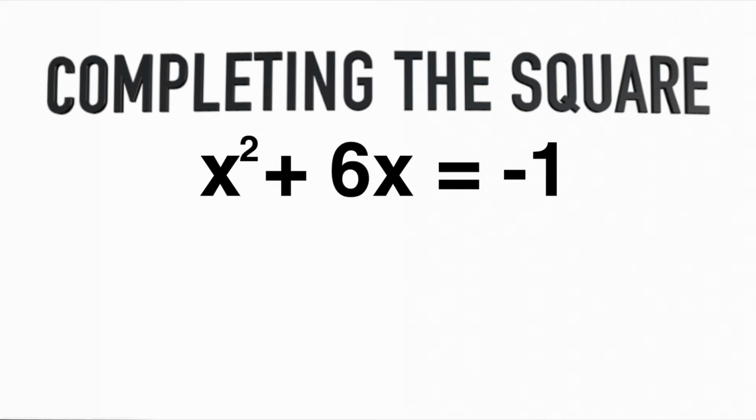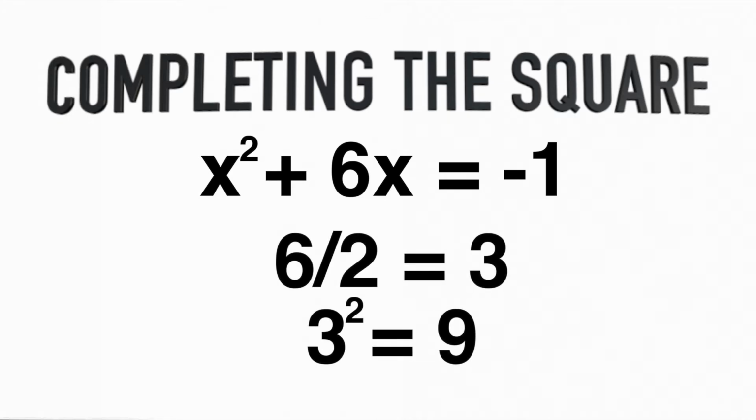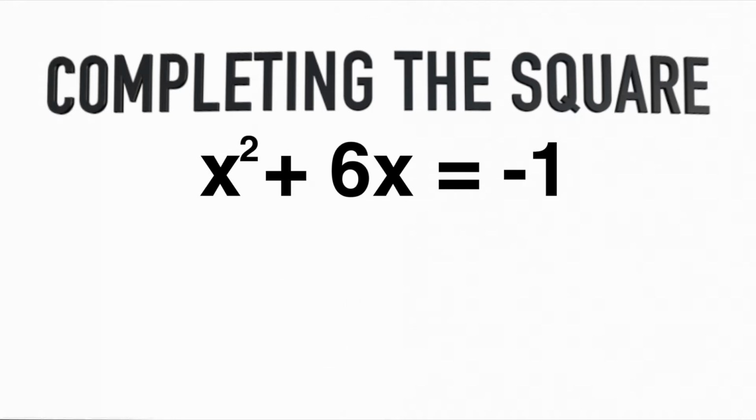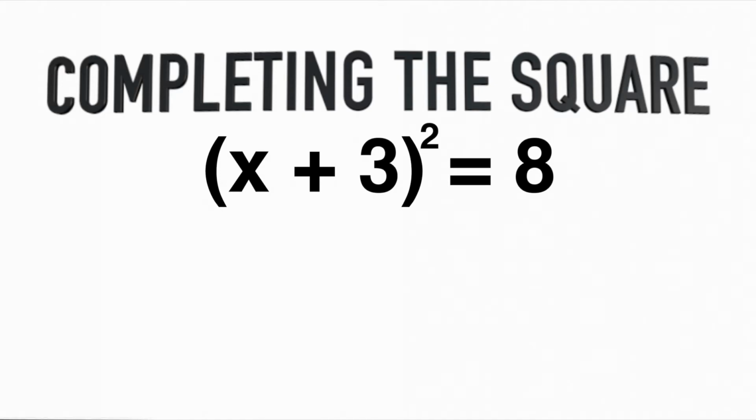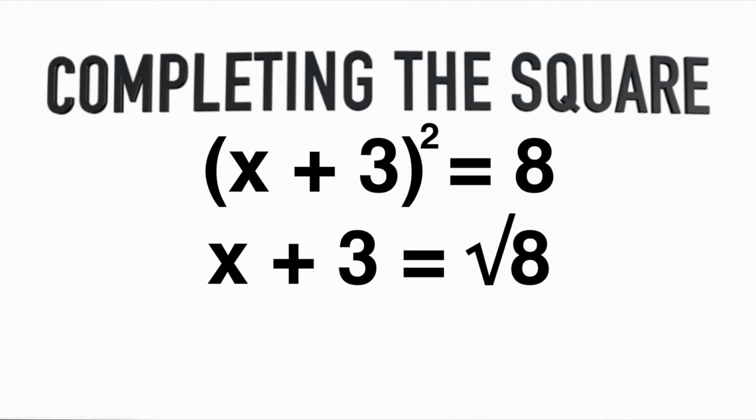So the way that we get 9 is we take that middle number, and we divide it by 2, and then we square it. Then we get x squared plus 6x plus 9 equals 8. Then we can factor, we get x plus 3 squared equals 8. Then you can square root each side. You get x plus 3 equals the square root of 8. Subtract 3 from each side, and you get x to be the square root of 8 minus 3.